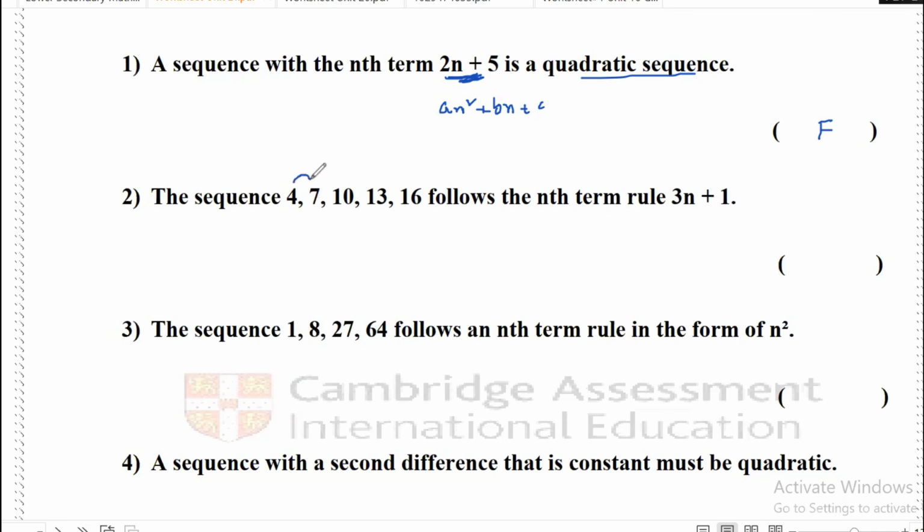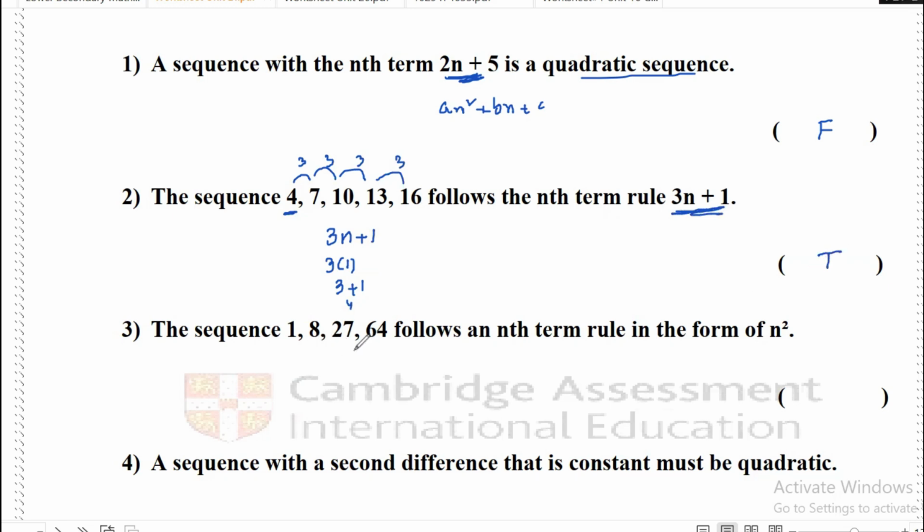Remember, the difference between 4 to 7 is 3, 7 to 10 is 3, 10 to 13 is 3. So it is arithmetic. Whenever you have arithmetic, straight away write the term to term rule in nth way, like 3n. Once it is done, then you check the first term: if you put in 1, it gives you 3, but this value is 4. So it means you have to add 1, then it gives you 4. So your nth term would be 3n plus 1. So this is the correct answer. True.